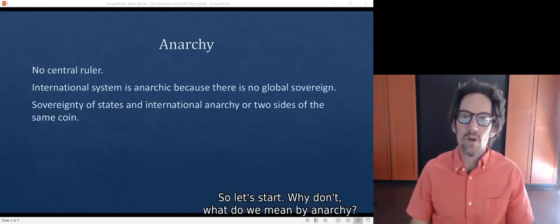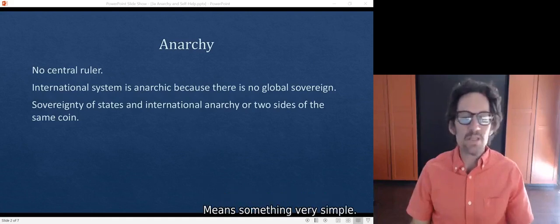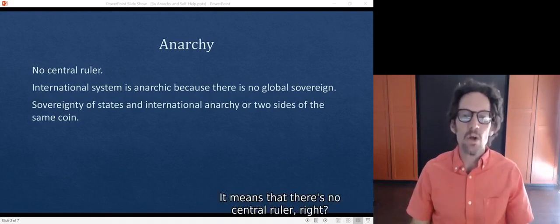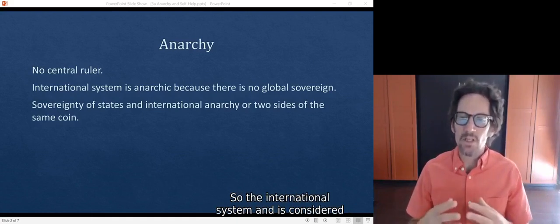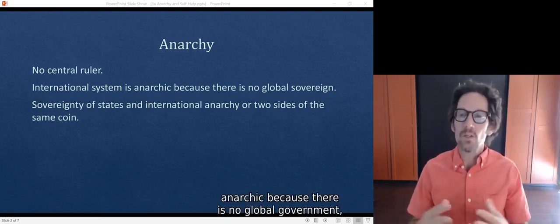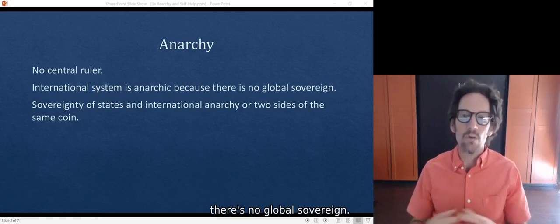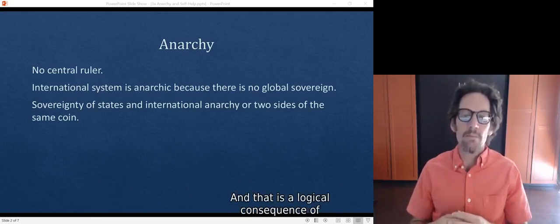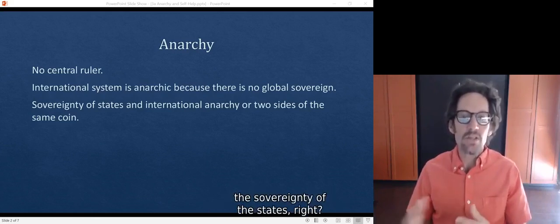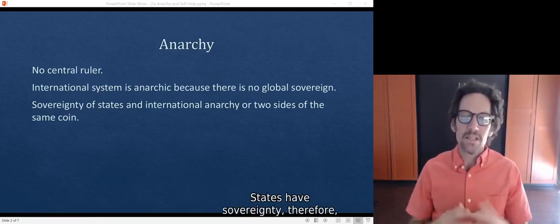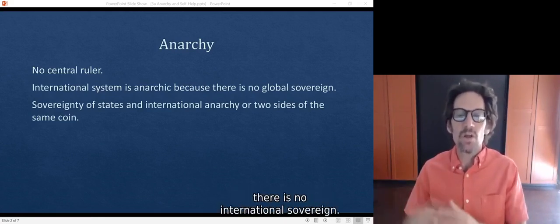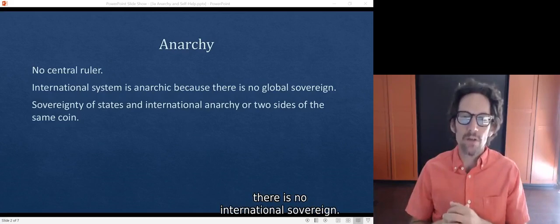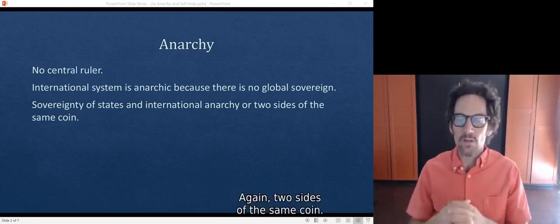So let's start. What do we mean by anarchy? It means something very simple. It means that there's no central ruler, right? So the international system is considered anarchic because there is no global government. There's no global sovereign. And that is a logical consequence of the sovereignty of the states, right? States have sovereignty, therefore there's no international sovereign. So, again, two sides of the same coin.